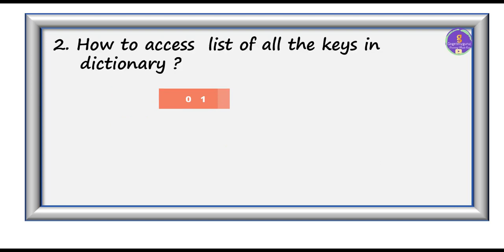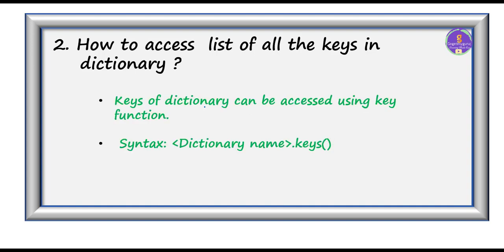Let's move on to the second question. How to access a list of all the keys in a dictionary? As we all know, a dictionary is a set of key value pairs, so it will have both keys and values. How can you access only the keys from that dictionary? A dictionary can be accessed using the keys function. The syntax for this is your dictionary name dot keys function.